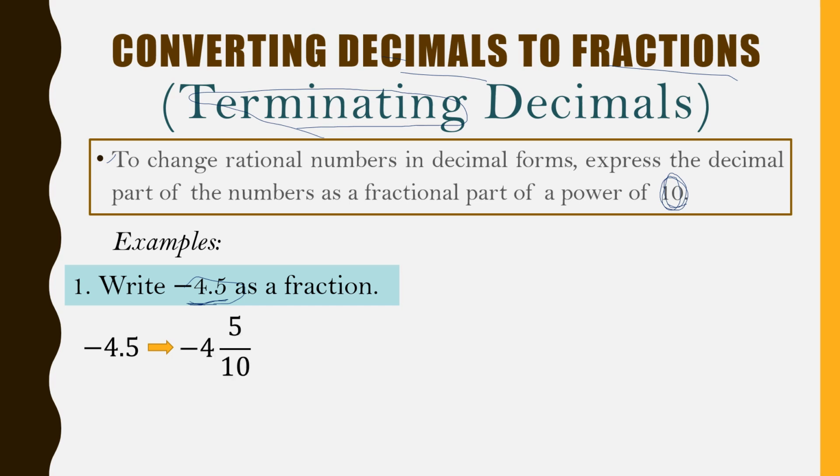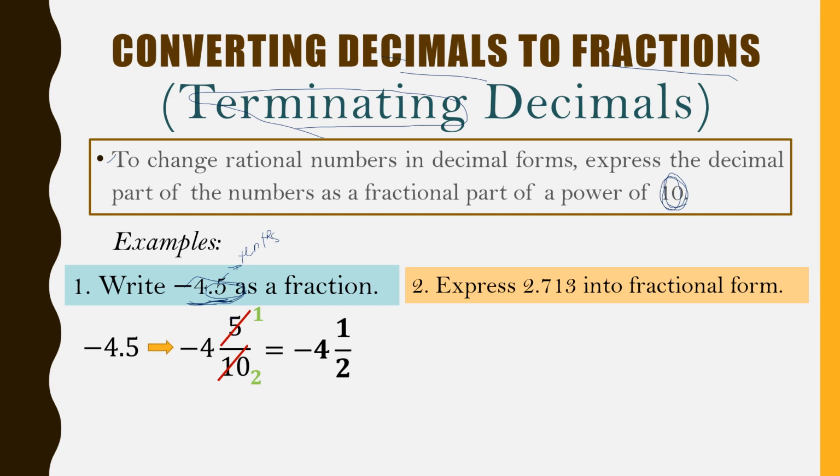So negative 4 and 5 tenths, that is how we read it, because the place value of 5 here is in the tenths place. So that is read as negative 4 and 5 tenths. We could still simplify this by reducing 5 over 10. We could divide them both by 5. So 5 divided by 5 is equal to 1, and 10 divided by 5 is equal to 2. So the simplified form of this is negative 4 and 1/2.